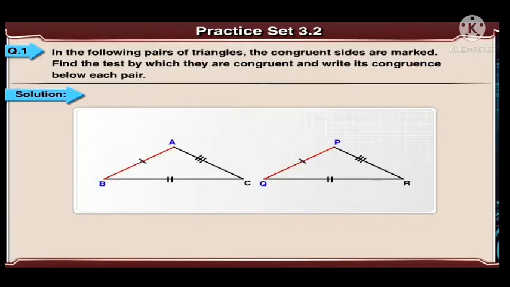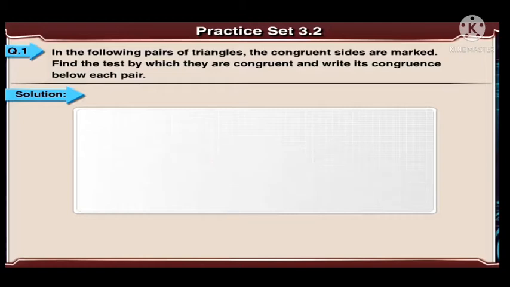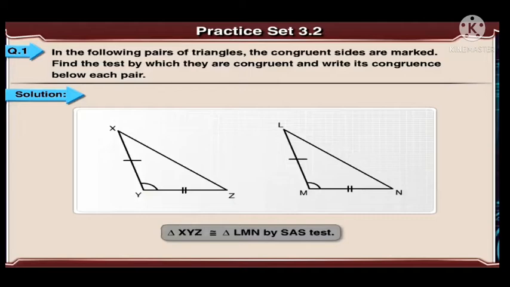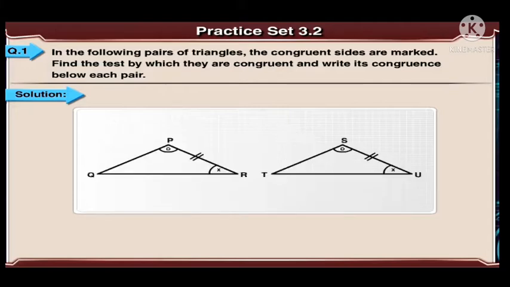Solution. Observe the solution. The three sides of triangle ABC and triangle PQR are congruent. Therefore, they are congruent by SSS test. Look at the second pair. Here, two sides and the included angle of triangle XYZ and the corresponding sides and included angle of triangle LMN are congruent. Triangle XYZ is congruent to triangle LMN by SAS test.